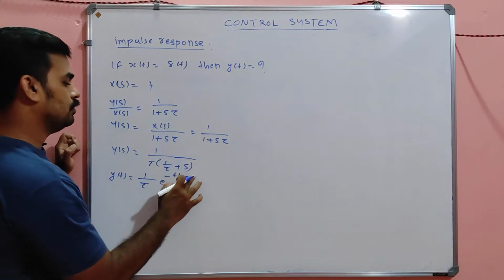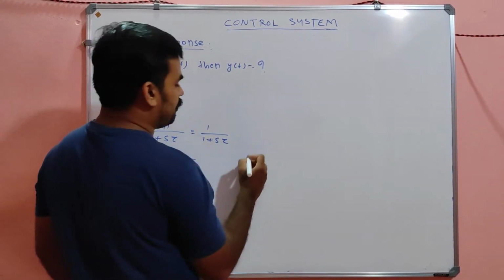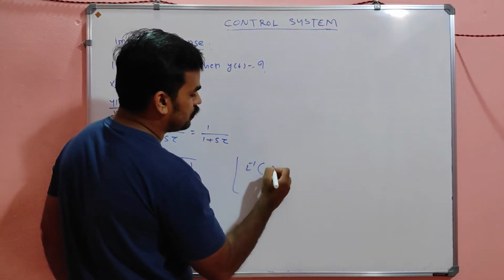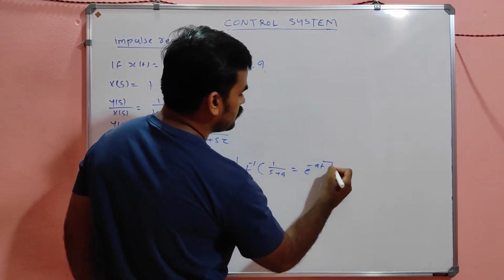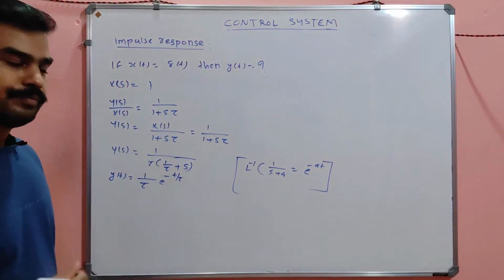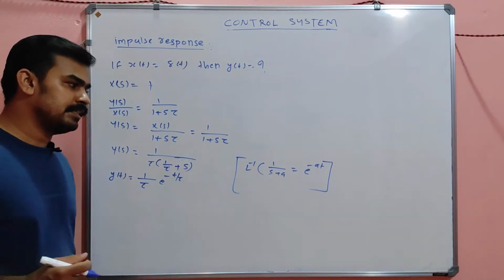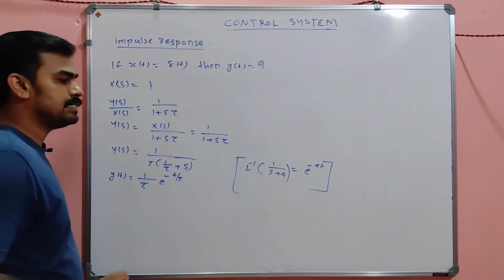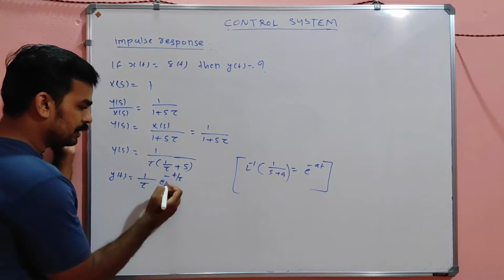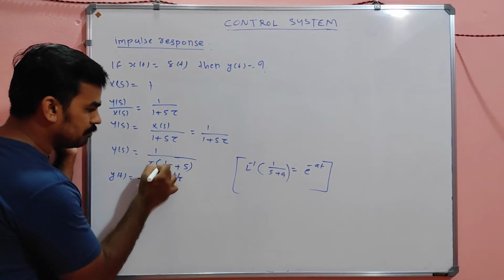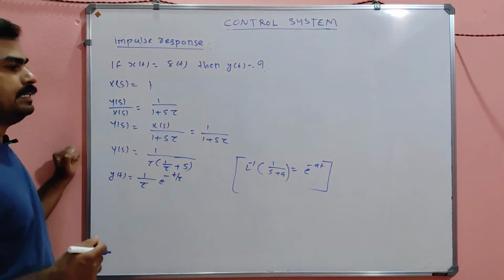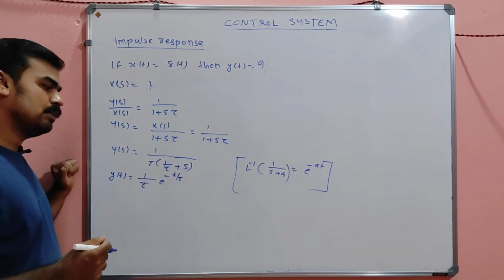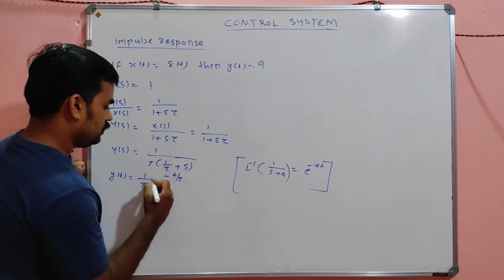Correct? What is the inverse Laplace? L inverse of 1 divided by s plus a will be equal to e raised to minus at. That's all. L inverse of 1 by s plus a is nothing but e raised to minus at. So with a equal to 1 by τ, it will become e raised to minus t by τ. Correct? So into u of t.